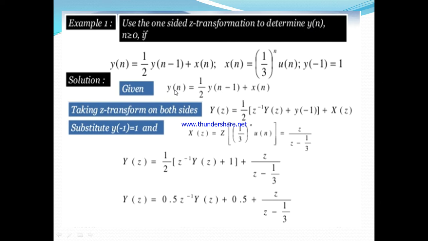So in this problem, given y of n equals 1 by 2 y of n minus 1 plus x of n, next take Z transform on both sides. Now when you are taking Z transform, y of n changes to Y of z equals 1 by 2 into the Z transform of y of n minus 1. This is the time shifting property. So the Z transform of y of n minus 1 means z power minus 1 into Y of z plus y of minus 1. This is the initial value you have to write, because in this problem they have given the initial values. Next, the Z transform of x of n is X of z.